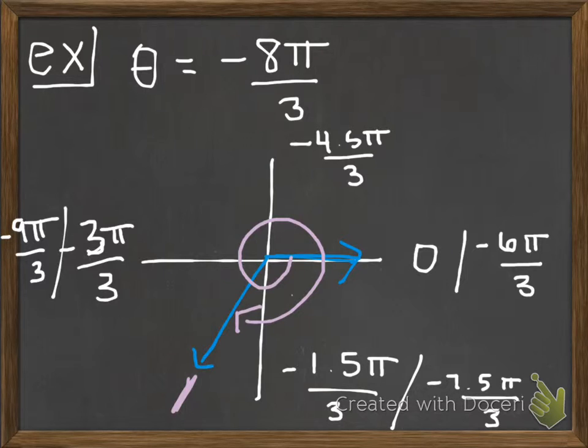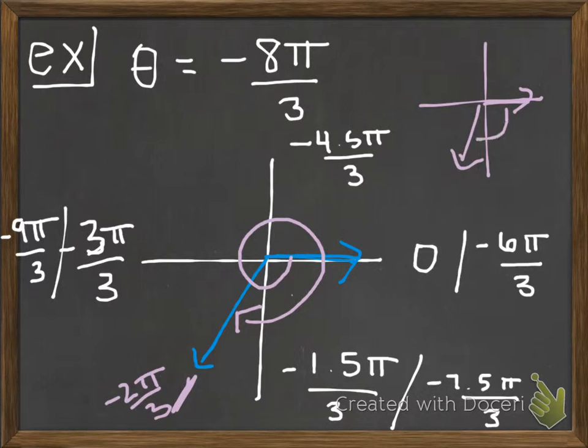So this angle right here would probably be a negative 2 pi over 3. If I were to graph a negative 2 pi over 3, the picture would look almost the same, except the only thing that would be different is the revolution. The revolution would just be this piece right here. So that's what a coterminal angle is. We're going to take a moment and write that formal definition in our notes.